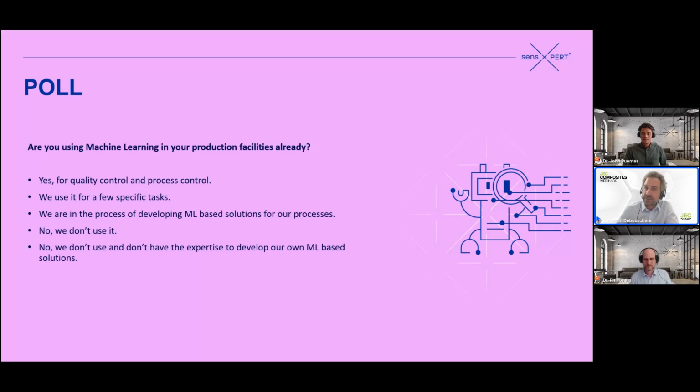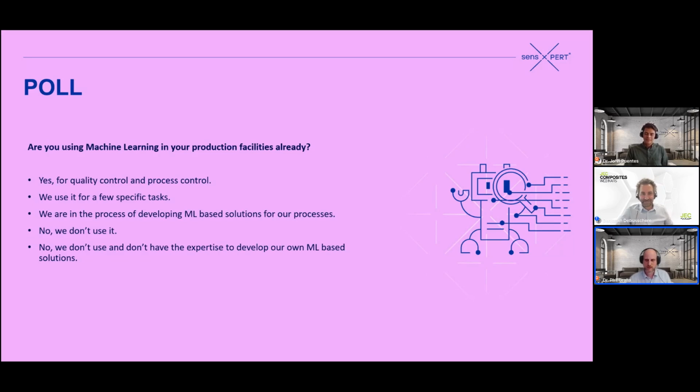So most of the audience don't use it, 40%, followed by we are in the process of developing machine learning-based solutions for our processes at 25%. Then at 20%, they don't use it and don't have the expertise to develop it, and 10% for quality control and process control. All right, thank you very much. So I can see there is already starting a little group using it and some more interested.